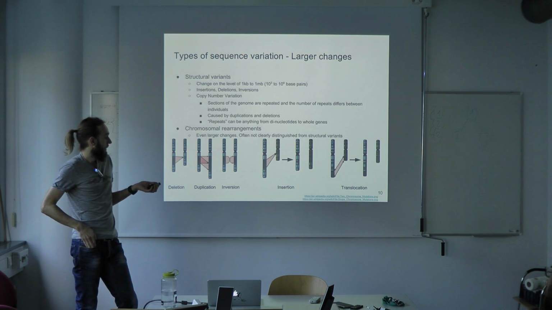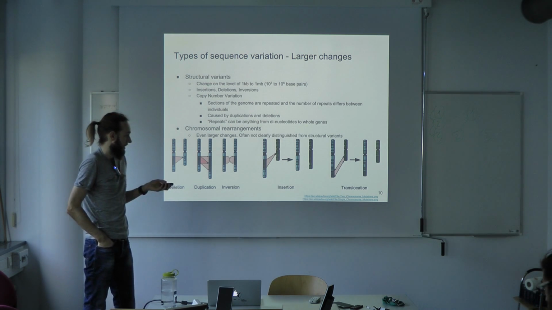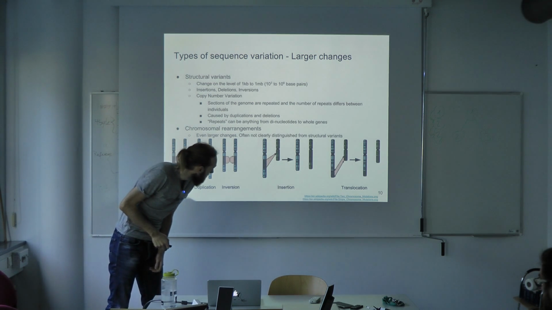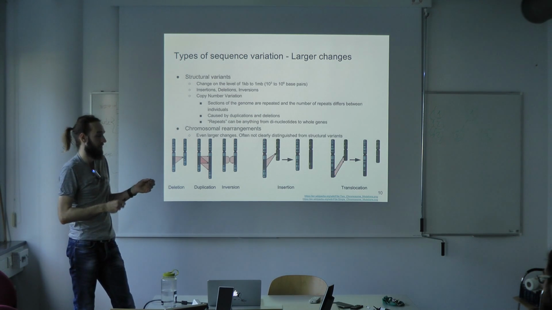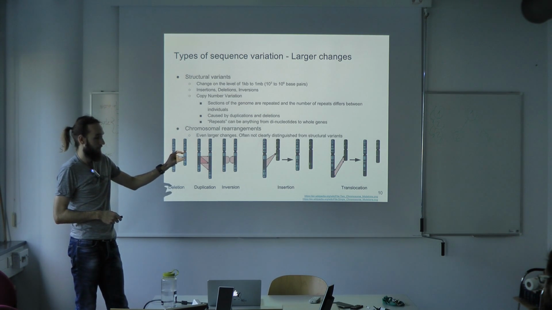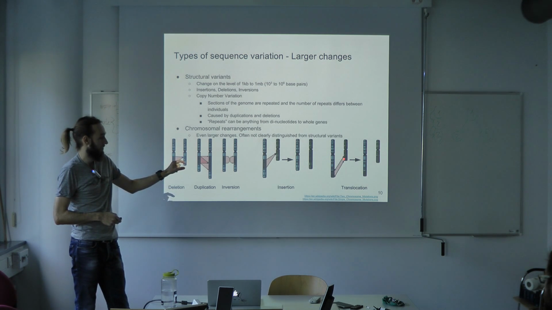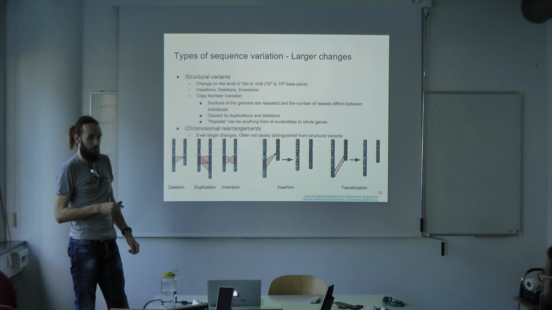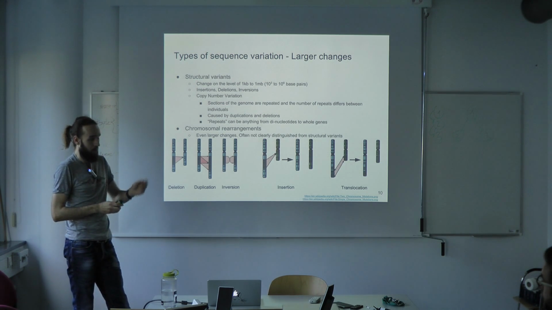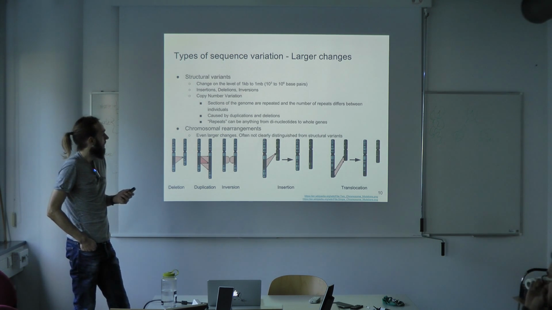And then finally you have the idea of translocation, which is really hard to see, but the idea here is that these two kind of swap places. So on one end of the chromosome you now have a part that used to be here, and on this end of the chromosome you now have a part that used to be here. And why this is important we will also get to in a second.